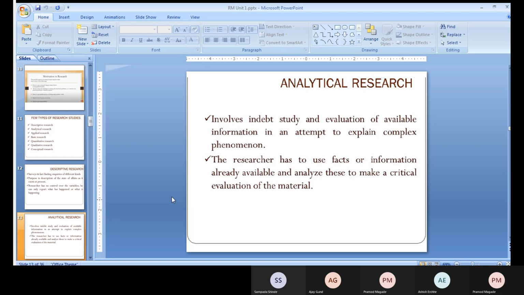So I'll read the things and explain what they have mentioned in the slide. It involves in-depth study and evaluation of available information in an attempt to explain complex phenomena. Understood? Whichever necessary laws and principles I need to apply. It is not like any mechanism or concept has no law required. Of course, there is a requirement of laws and principles, but we must know them.